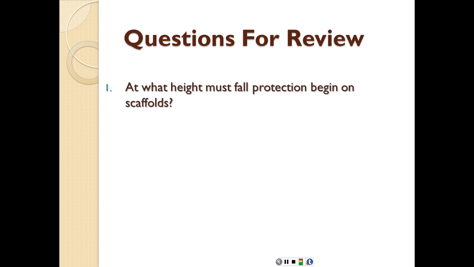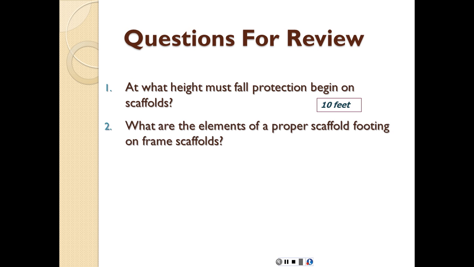At what height must fall protection begin on scaffolds? Remember again, under normal conditions it was 6 feet. On scaffold, the magic number is 10 feet. What are the elements of a proper scaffold footing on frame scaffolds? Base plate, mud sills, and casters that are going to provide stability at the bottom. That's the most important part.